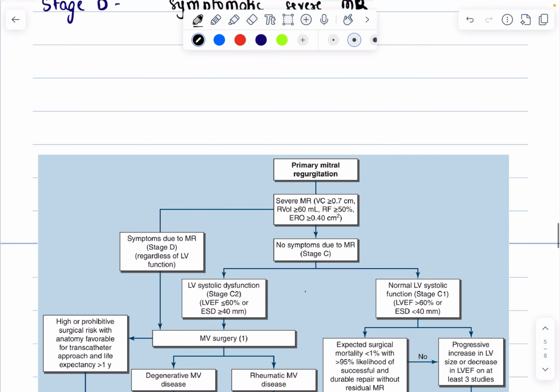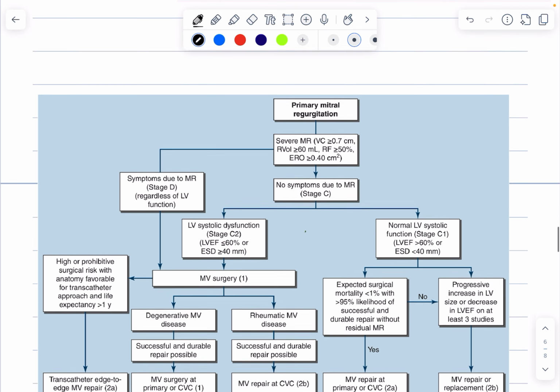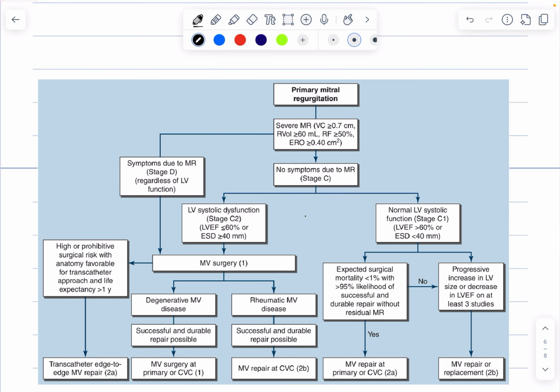Now coming to the management part. The management has been divided into two based upon whether it is primary MR or secondary MR. So first we will see primary MR. So this is the criteria of severe MR. Okay, 4, 5, 6 and 7.